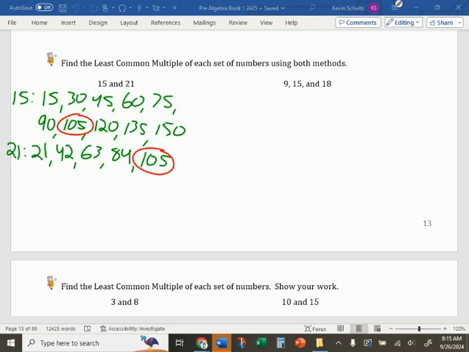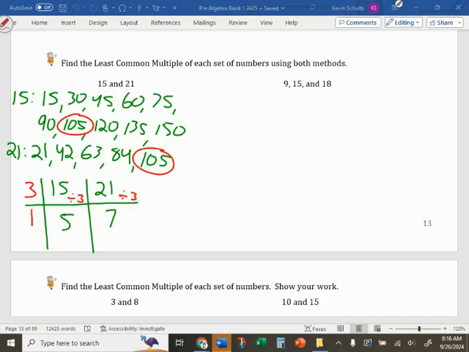Let's see if we can find it here with the table method. So again, we're going to make our table. Here's 15. Here's 21. What goes into both 15 and 21? 3. So divide by 3. That gives us 5 and 7. What goes into both 5 and 7? One, which means we're done.